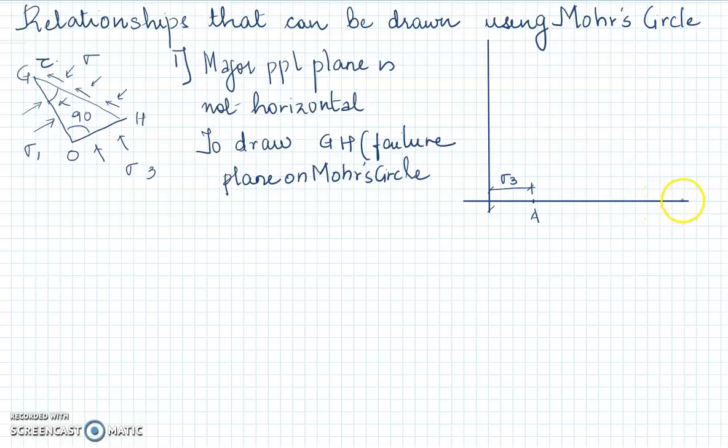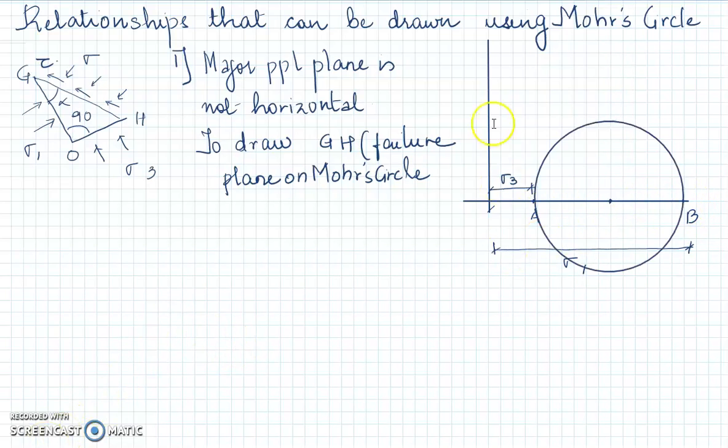Then we mark the point B. How do we mark point B? The distance between origin and B is how much? Sigma 1. Once you know A and B, you get the midpoint of A and B. You have the center of the Mohr circle. So I have drawn a Mohr circle, taking this midpoint and naming it C, and taking AB as the diameter, I have drawn this circle.